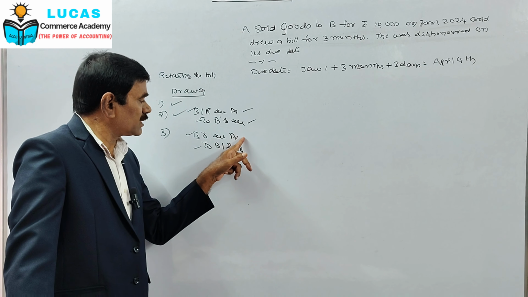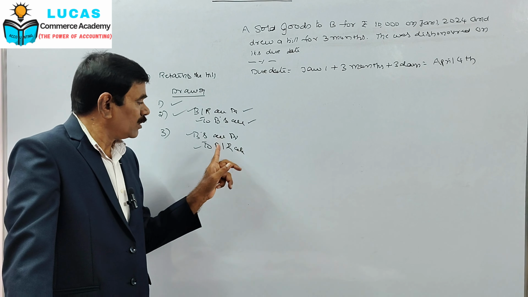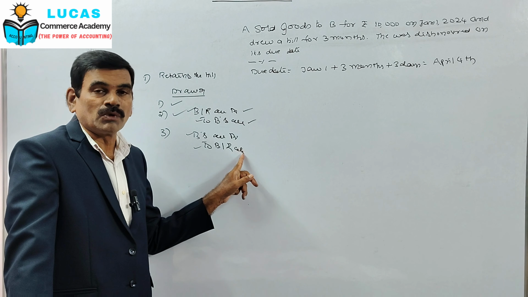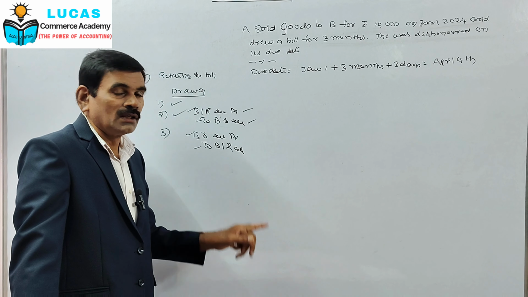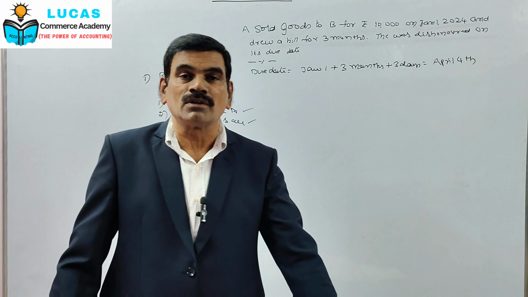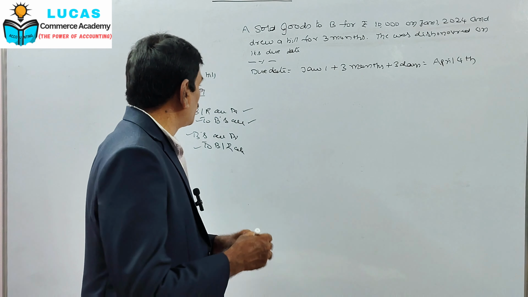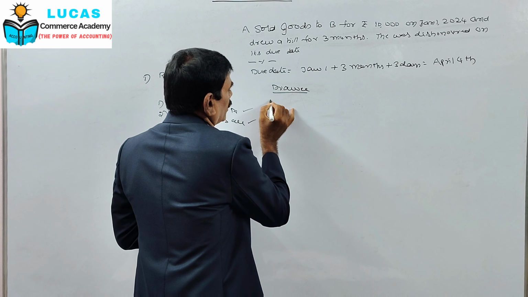So for the purpose of cancellation, B's account is debited here. For the purpose of cancellation, bills receivable account is credited here. So these are the three journal entries passed in the books of drawer. Next, come to books of drawee.